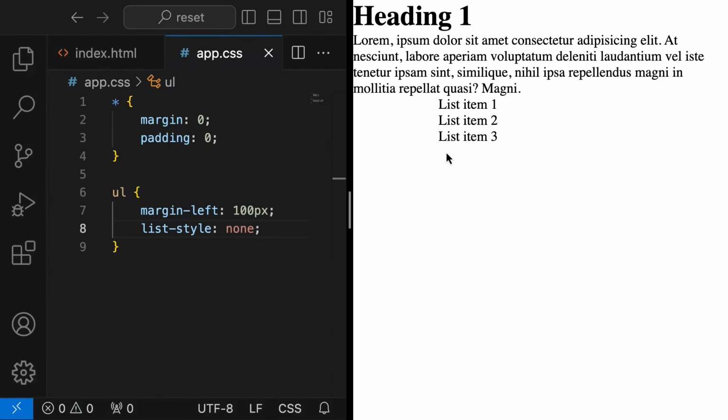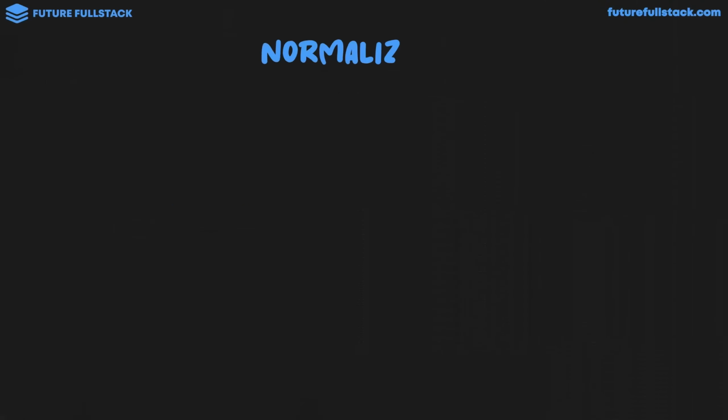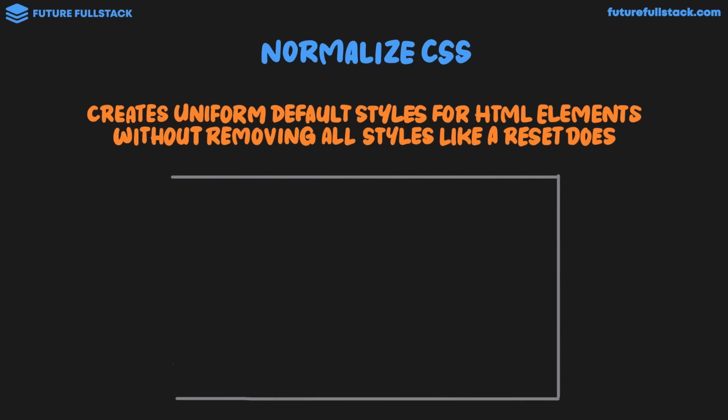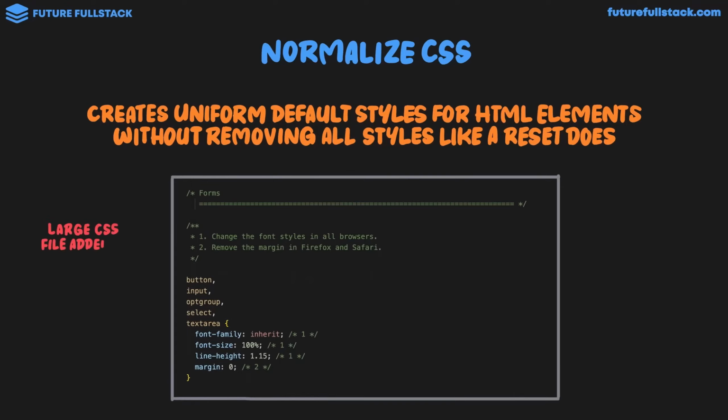Now another option, which takes a slightly different approach to a reset, is using normalize CSS. Normalize CSS creates uniform default styles for HTML elements without removing all styles like a reset does. Normalize CSS is a large CSS file that's added to your project. We grab it online, which I'm going to show you in a second. But I do just want to highlight this approach is slightly different to a reset.